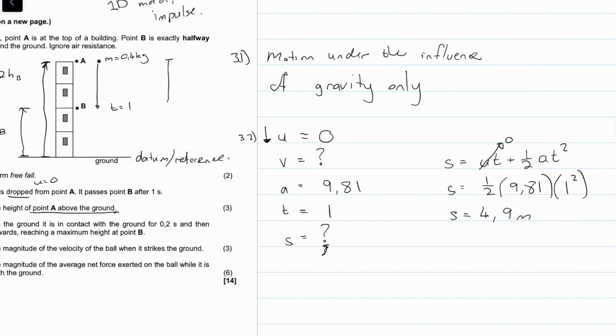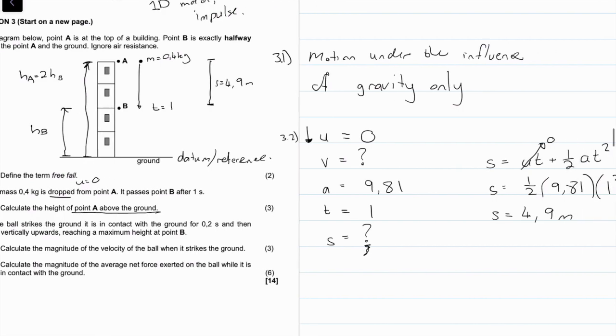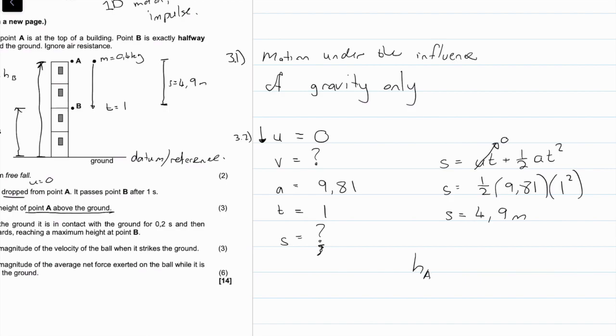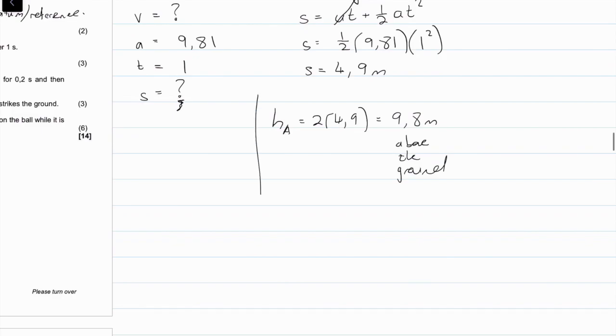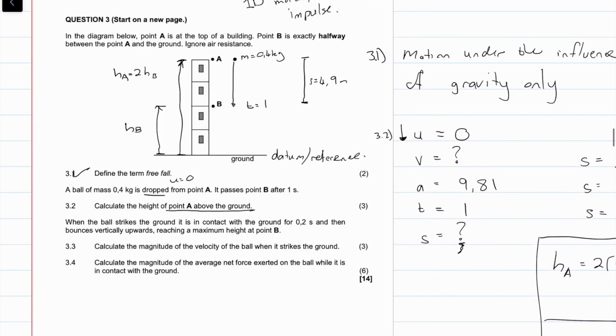So what height have we calculated? We've calculated this height right here, which is equal to 4.9 meters. But this height is only half of the height, right? It wants the height of A above the ground. So the height above the ground for A is equal to 2 times 4.9 meters, which is equal to 9.8 meters above the ground. That's our answer for this question, because it's asking for the height above the ground. And we get ourselves 3 marks for that.